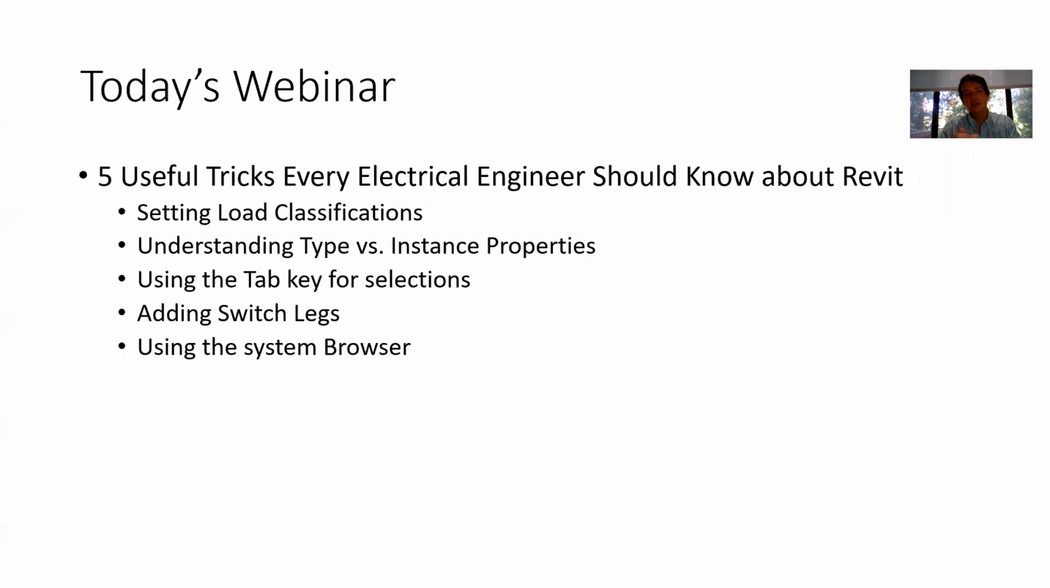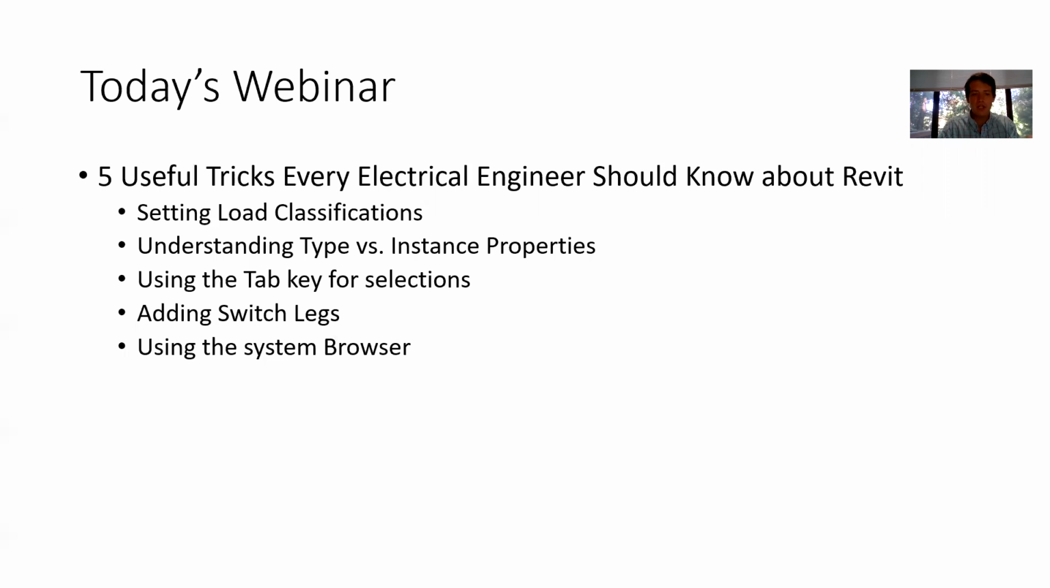Using the tab key. The tab key is actually very, very useful, whether it's selecting between links, selecting switch legs, or circuits. There's a lot of stuff that the tab key is very useful for. Adding switch legs, primarily for lighting. Your switch groups, especially now that we have a lot of different zones, with daylight zones or dimming zones, you can easily annotate your A, B, and C switches, as well as which lights those go to.